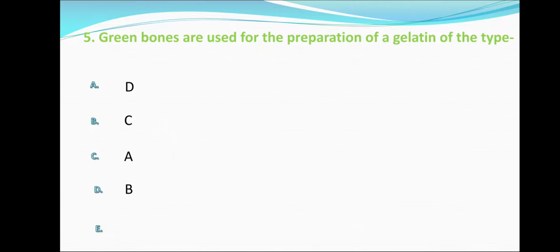Next question. Green bones, that is fresh bones, are used for the preparation of gelatin of the type D, C, A, B. The correct option is gelatin B, that is option D.